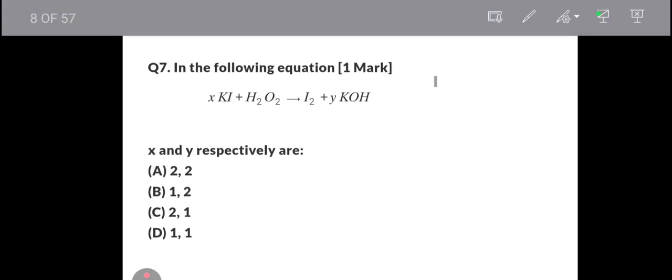In the following equation, the equation is given to you. You have to find x and y. That is, what you have to do in this question is balance the equation. So you just see KI, potassium iodide, plus H2O2 gives I2 plus KOH. Now first, for balancing, you count the number of atoms on both sides. Okay, so potassium is there. Let's count on the reactant side and product side. On the reactant side you can see one potassium, and on the product side also you can see one potassium.